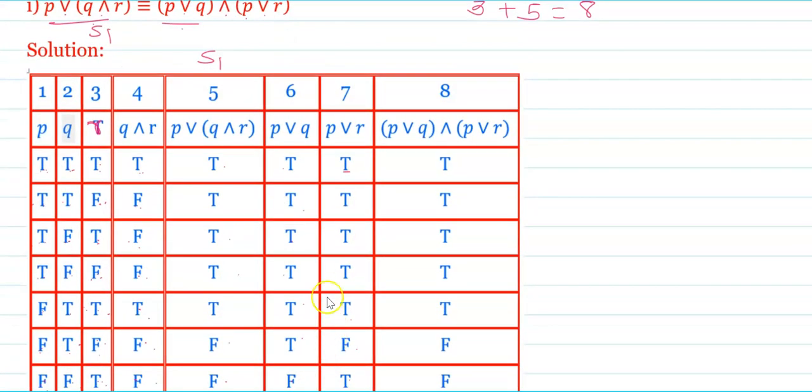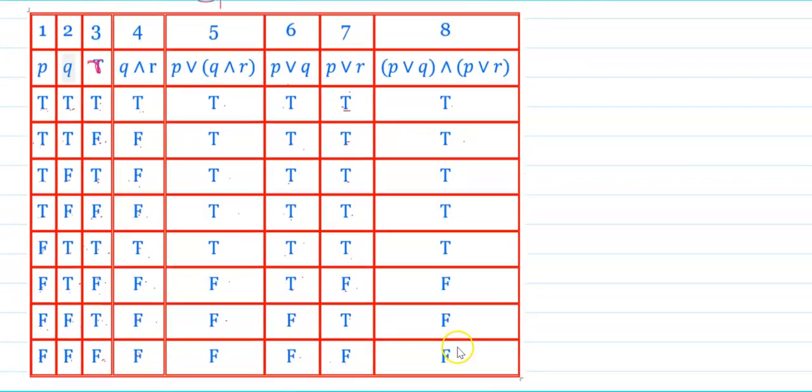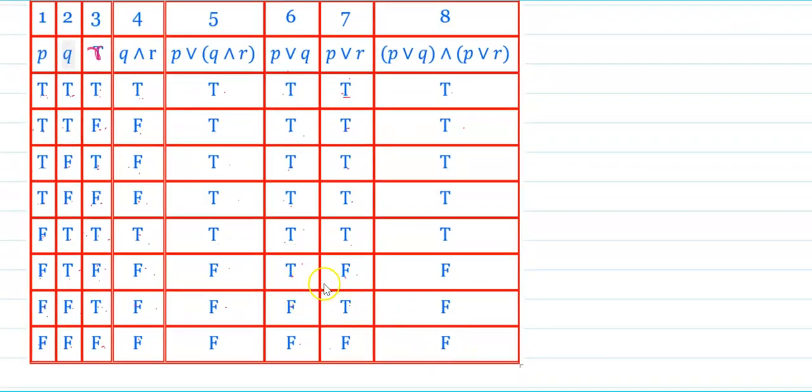Now we will find out the and between column number 6 and 7. T and T, it is T. T and T, it is T. Both of them are true, therefore it is true. Now T and F, both are different. For and, both must be true, only then it is true, otherwise false. T and F is F, F and T is F, F and F is again F.